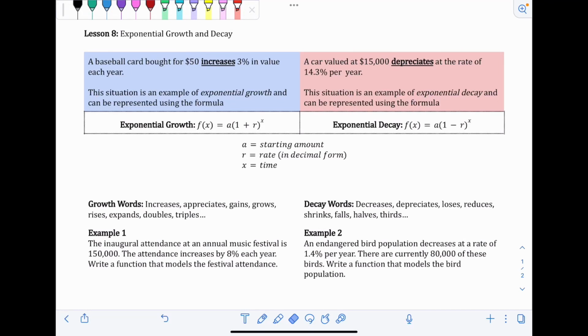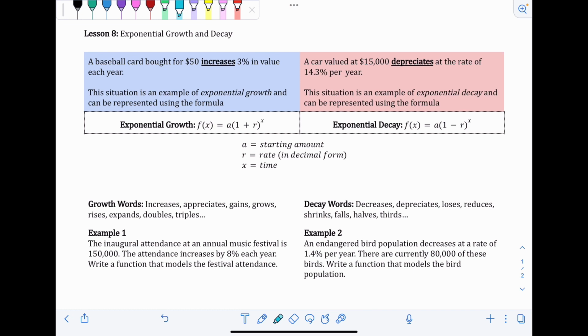Lesson 8 is about exponential growth and decay, and we've talked about exponential functions in the past. Exponential growth functions are just ones that are increasing over time, and exponential decay functions are ones that are decreasing over time. So starting in the upper left in that blue box, this is a baseball card bought for $50, increases 3% in value each year.